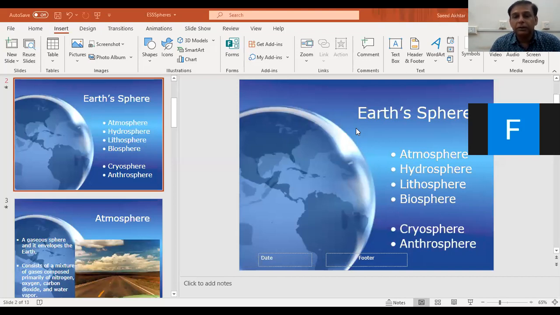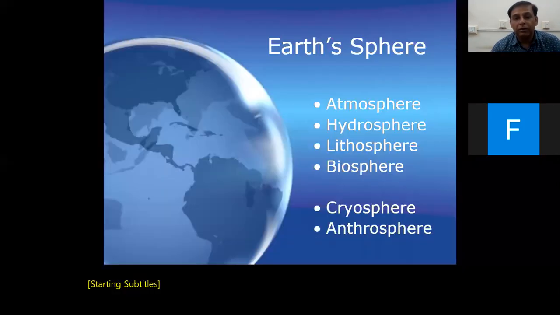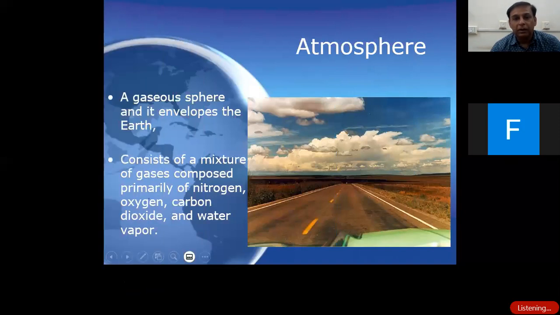Earth spheres. Earth has more recently had the anthroposphere added to the Earth spheres, in fact. Okay, I'm going to make it larger.